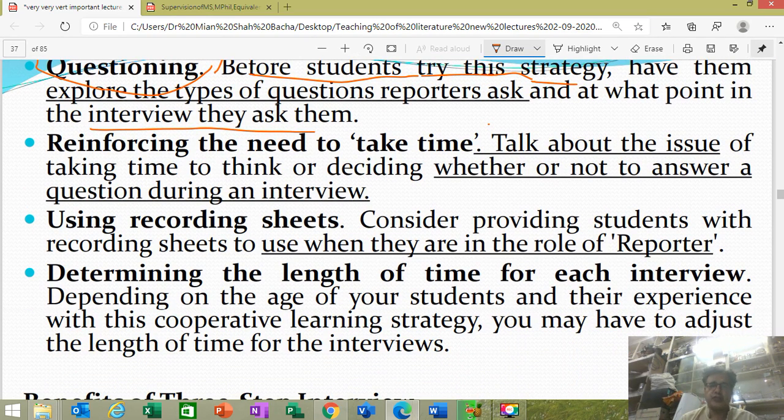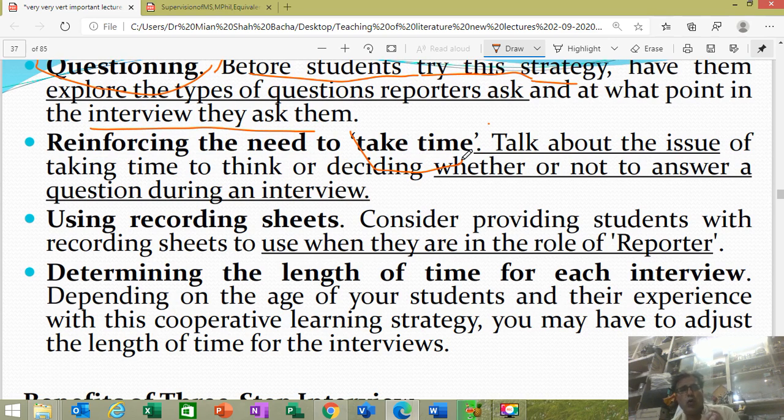Reinforcing means stressing the need to take time. Talk about the issue of taking time to think, or deciding whether or not to answer a question during an interview. You have to think about it in the meanwhile. Using recording sheets: consider providing students with recording sheets to use when they are in the role of a reporter. Some sheets should be given so that the reporter records and then reports.